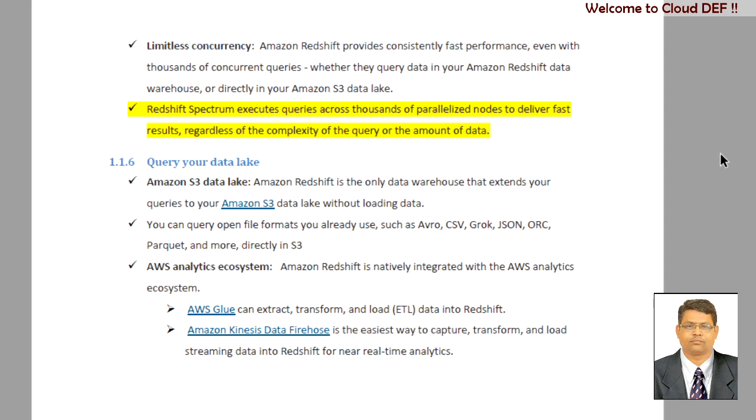1.1.7 Secure. End-to-end encryption, SSL in transit, AES 256 at rest. Network isolation, firewall, VPC, VPN. Audit and compliance, integrates with AWS CloudTrail. Amazon Redshift is compliant with SOC 1, SOC 2, SOC 3, and PCI DSS Level 1 requirements.